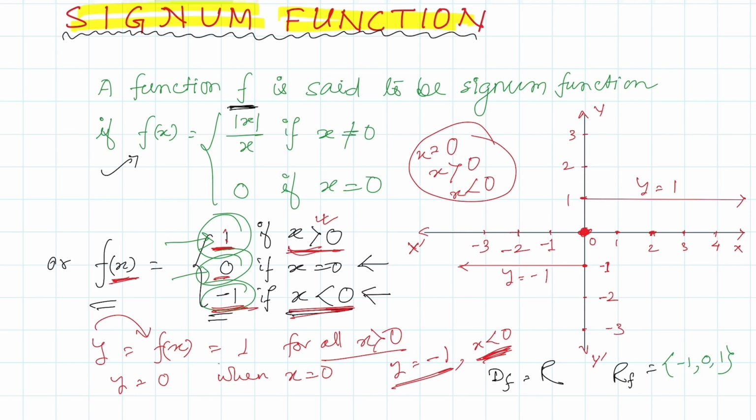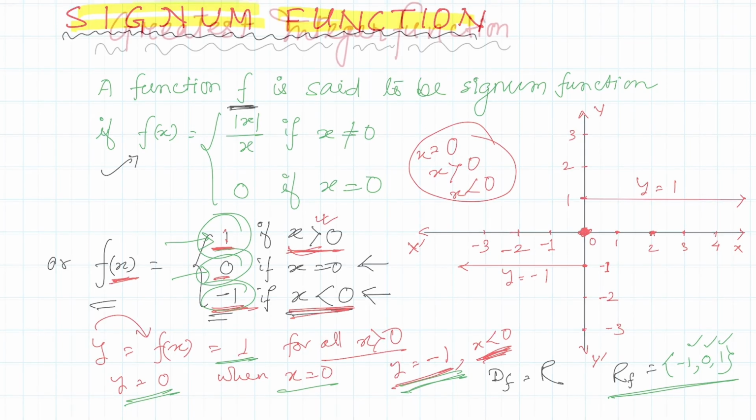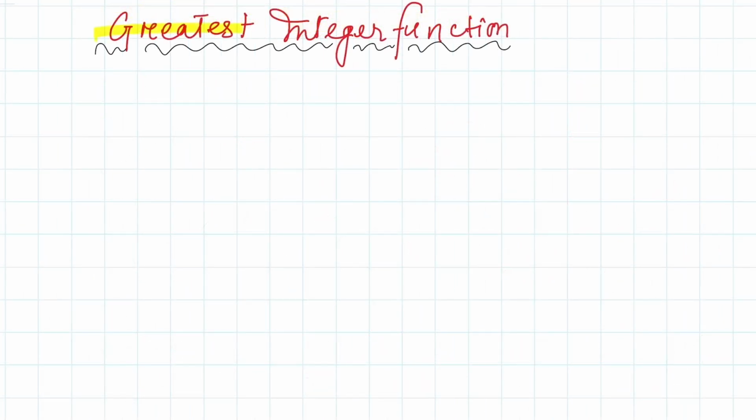What are the results? Plus 1, 0 and minus 1. So that's why the range is this set containing minus 1, 0 and plus 1. Okay, so hope you have understood what the Signum function is. Next we're going to discuss the greatest integer function, also known as the floor function. Now let us discuss the greatest integer function.